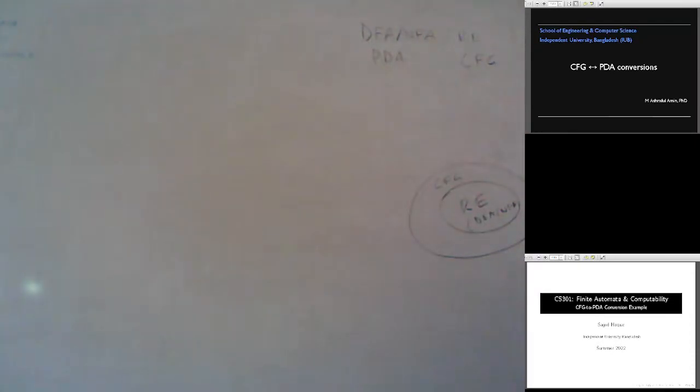So the interesting thing is PDA is actually equivalent to the context-free grammar. So everything you can do with a context-free grammar, all the languages you can describe with a context-free grammar, can be implemented with a PDA. As in, you can build a PDA that recognizes exactly that language. And also the other way around. If you have a given PDA, you can convert it into a context-free grammar.